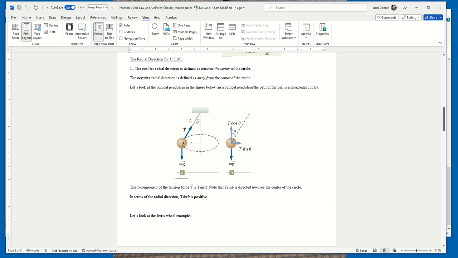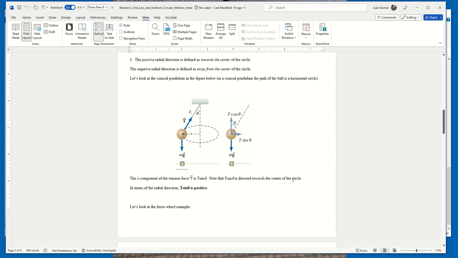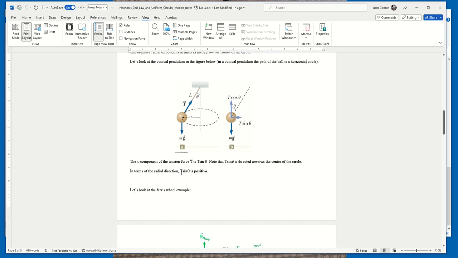Now, remember, the ball is moving in a horizontal circle, so it is not accelerating in the y direction. So clearly, T cosine theta must equal mg because the ball is not accelerating in the y direction. So again, in terms of the radial direction, T sine theta is positive. Doesn't matter where the object is as it's moving in this horizontal circle. T sine theta is always directed towards the center.